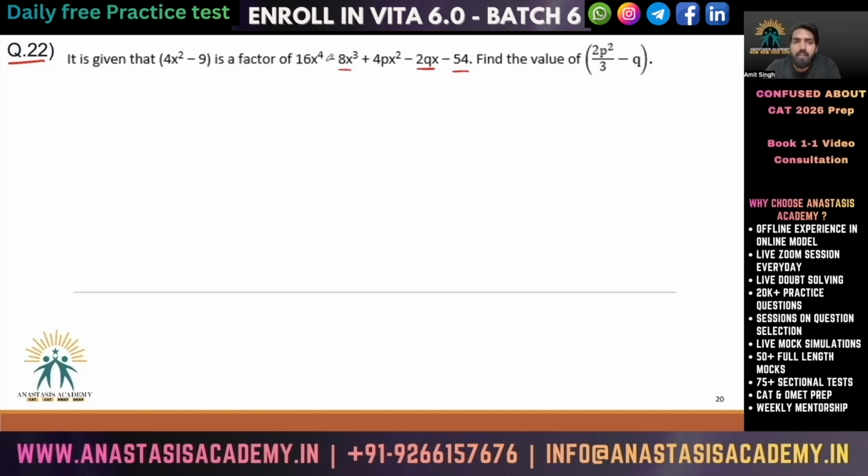Okay, if it is a factor, then if we equate it to 0 and find the values of x, it would be ±3/2. So if this is a factor of this polynomial, then if we put x equal to +3/2 or −3/2, it should become 0, right? So let's put x equal to 3/2.